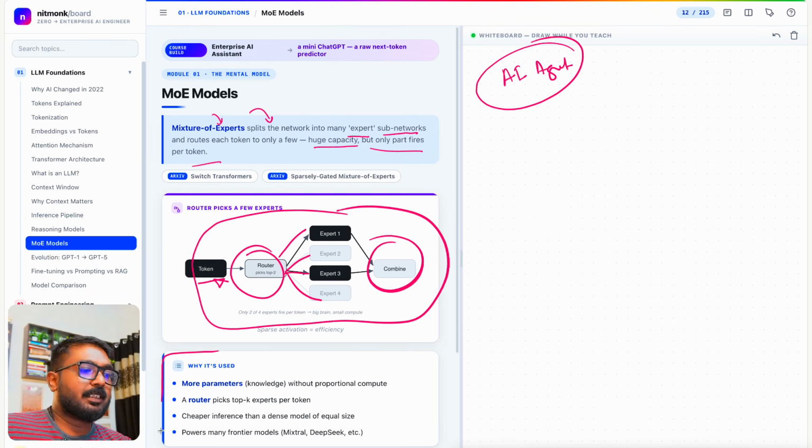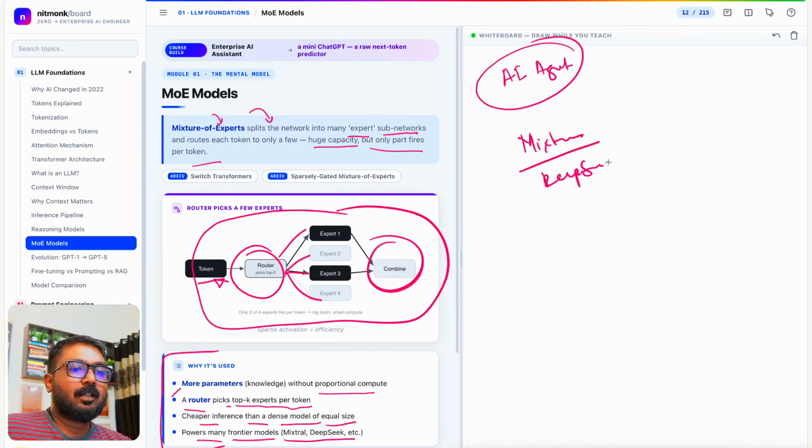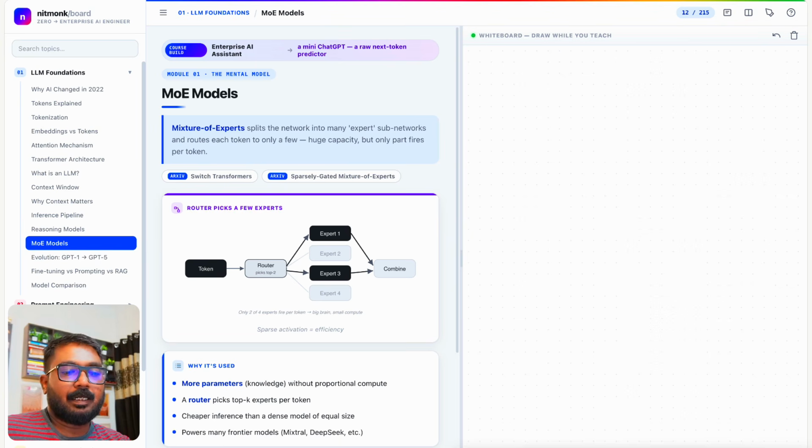So what is it used for? It is used for more parameters and knowledge without proportional compute. A router picks the top k experts per token, giving cheaper inference than a dense model of equal size, and it powers many frontier models like Mistral. Mistral is an open source model. DeepSeek is also one, you can use this model on your own server. You cannot do that with others. This is a bigger difference that I want to highlight.